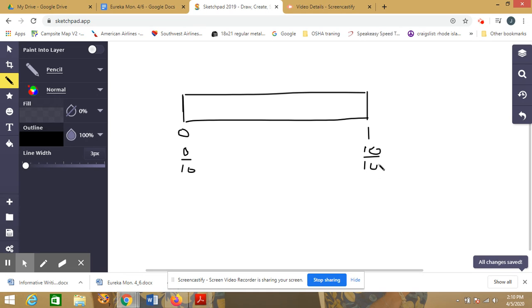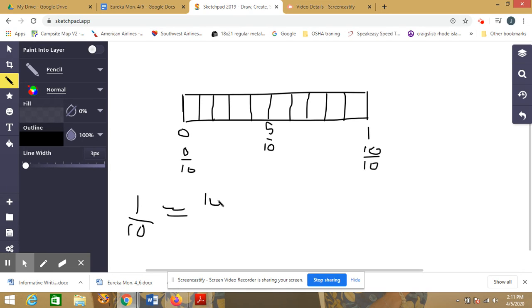This 1 whole is 10 tenths. And so, where's 5 tenths? 5 tenths is going to be in the middle. Then each little mark we make is going to be 1 of the 10 tenths. So 1 tenth, 2 tenths, 3 tenths, 4 tenths. There's 5. 5 tenths, 6 tenths, 7 tenths, 8 tenths, 9 tenths, 10 tenths. So there's our 10 tenths. Now, where's 1 tenth on here? Because remember, we said 1 tenth equals 10 hundredths.